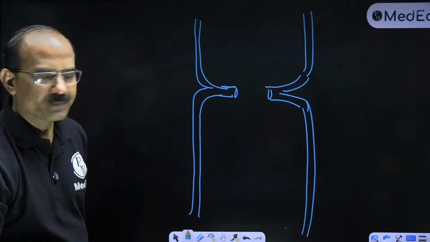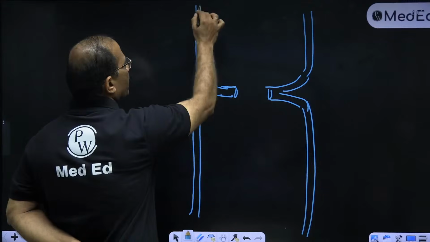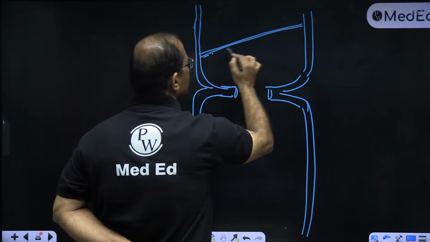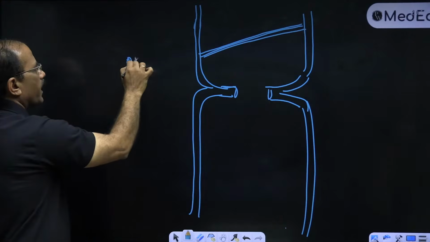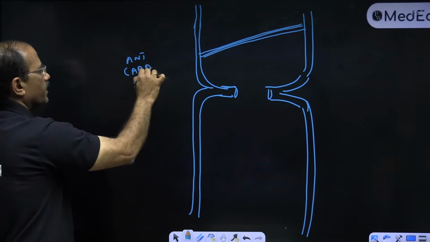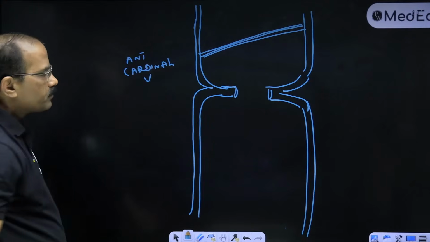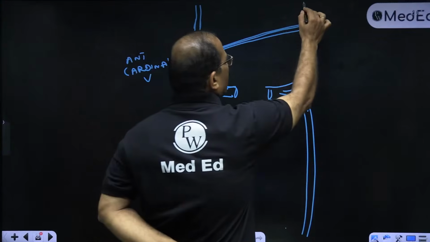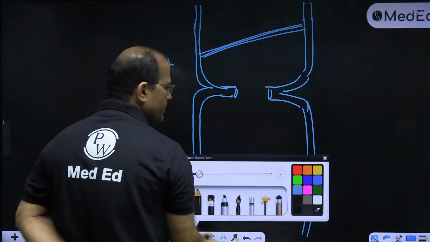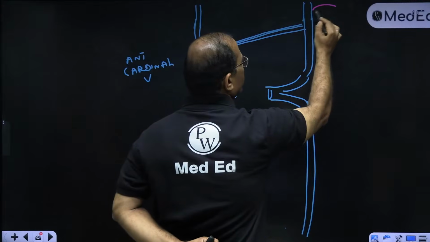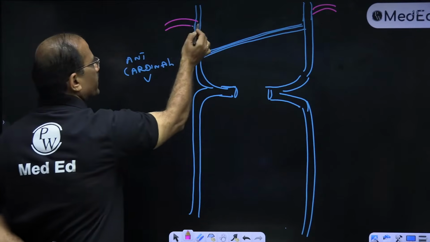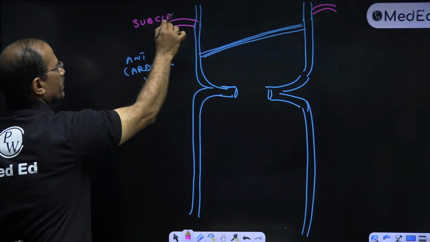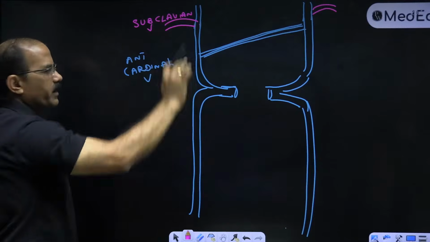ठीक है? Fine. Okay. Now, the two anterior cardinal veins are joined by an anastomosis. यहाँ पे एक anastomosis बनता है. So these are the anterior cardinal vein. Fine. Now, दो veins होते हैं which come and join this anterior cardinal vein. ये कौन है? This is the subclavian vein. That's a subclavian vein.